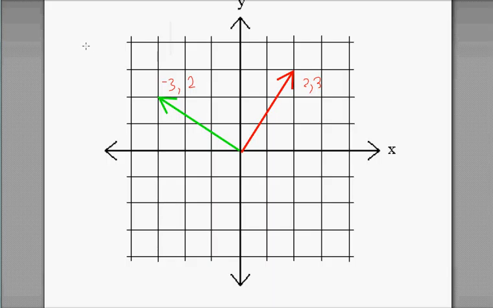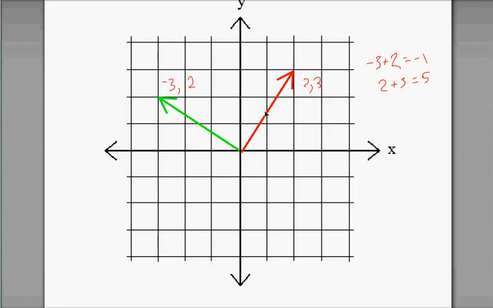So hopefully you guys at home are doing this real fast, and you say, okay, so if I wanted to find the resultant, it'd be -3 + 2, and that's going to give me -1, and then it's going to be 2 + 3, which is going to give me 5. And I just added my x's and my y's, and that's how I got this. Let me make a little dash. There we go. That looks more like 5.